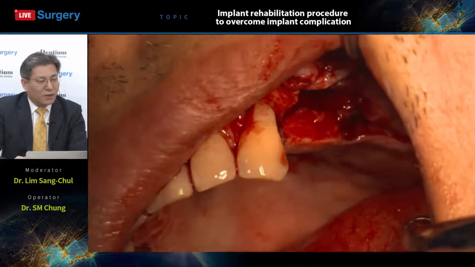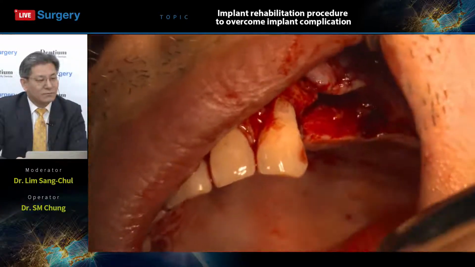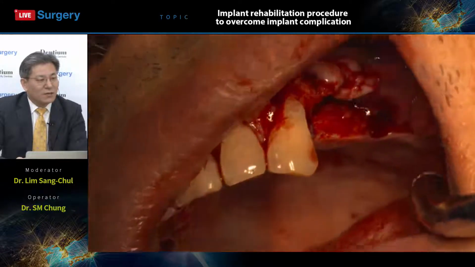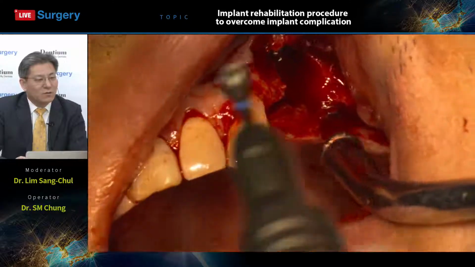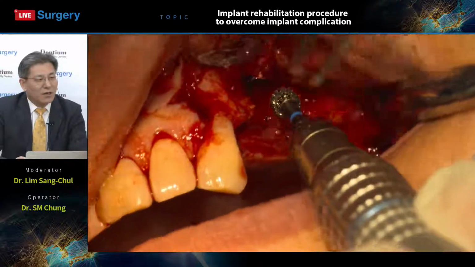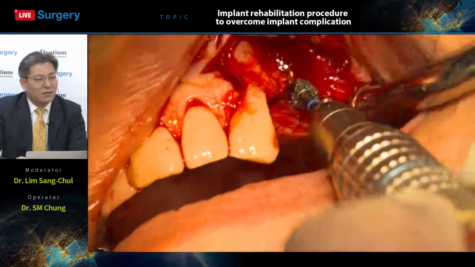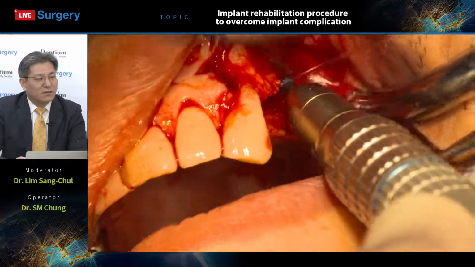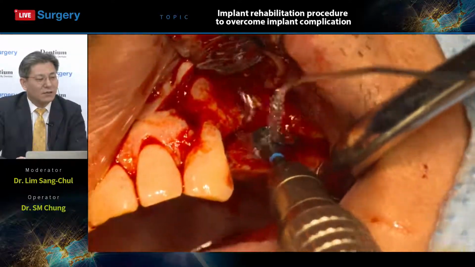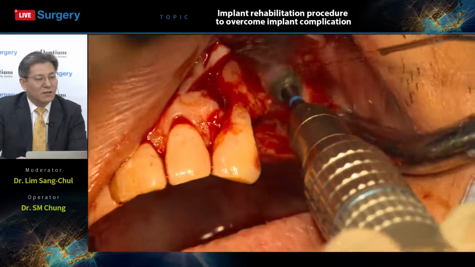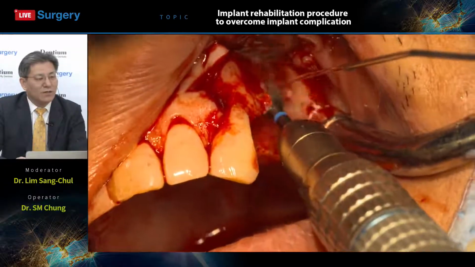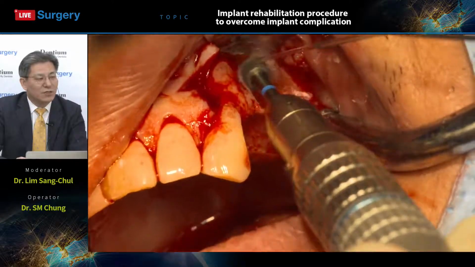Okay, so now he's changing his mind. Very difficult to place the implant. So remove all the granulation, the soft tissues.